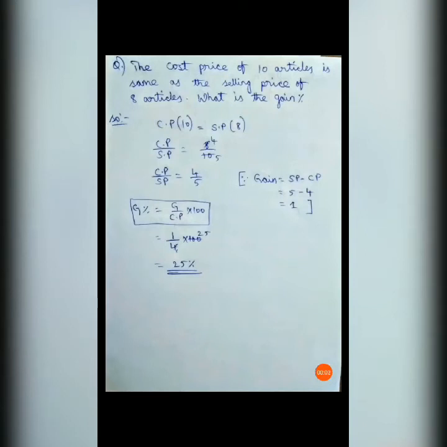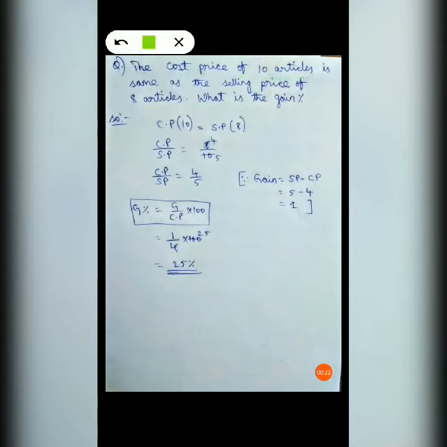Hello everyone. Now we are going to discuss some problems in the profit or loss section. The first question is, the cost price of 10 articles is the same as the selling price of 8 articles. What is the gain percentage? In the question he has given that the cost price of 10 articles is equal to the selling price of 8 articles. Now we have to find out the gain percentage.